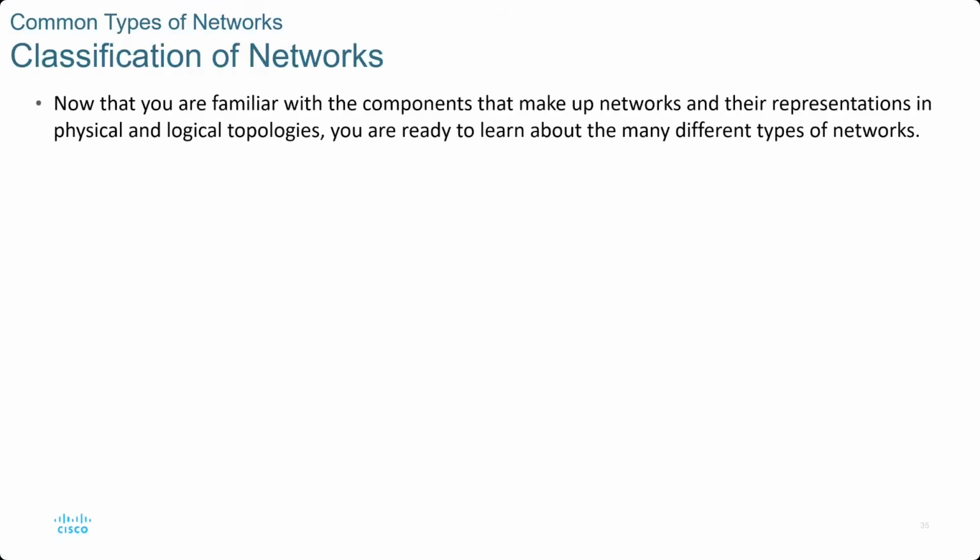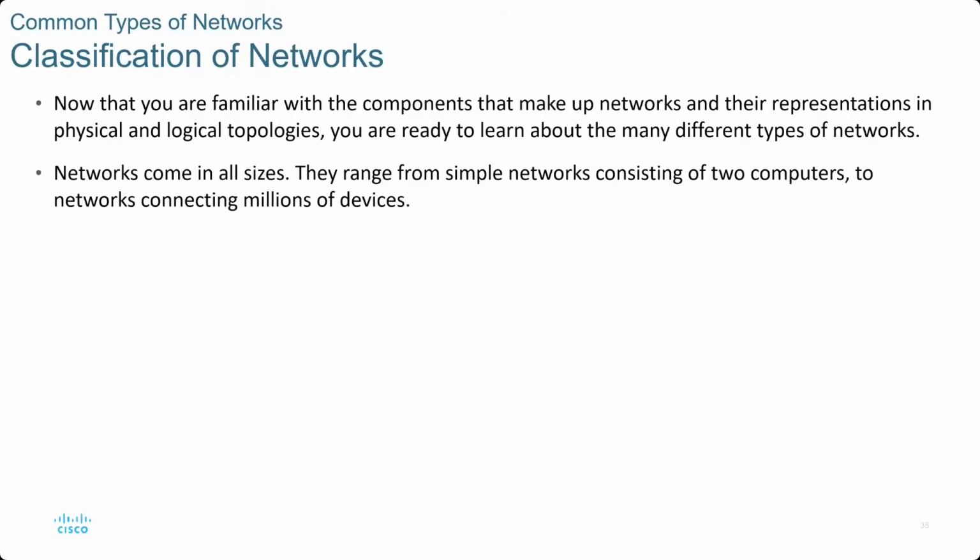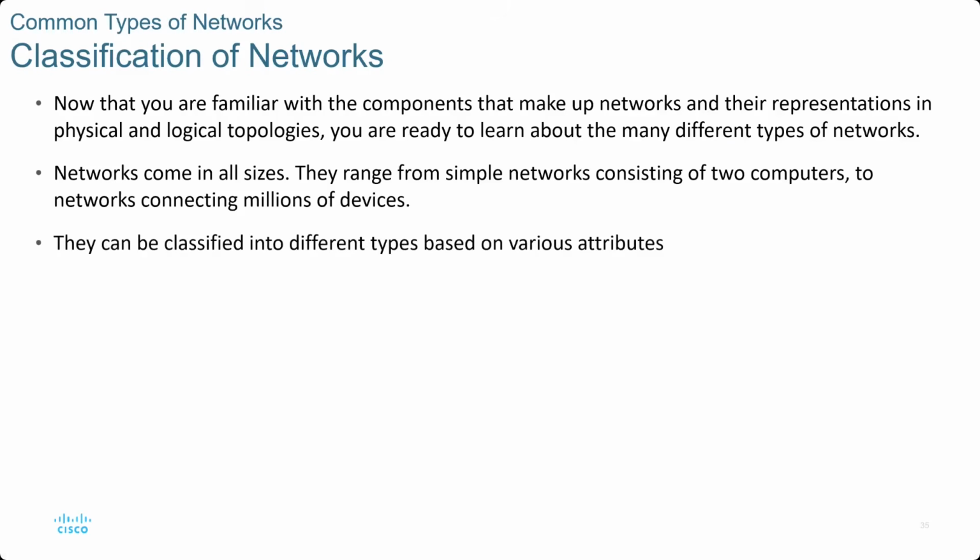We talked about small networks, big networks, a network that consists of the whole world, which we also call a network. But there has to be some classification of networks when we're talking about computer networks, where different types of networks will have different properties. So networks come in all sizes. They range from simple networks consisting of just two computers, that's also a computer network, to networks connecting millions of devices like the internet, which has millions or billions of devices by now.